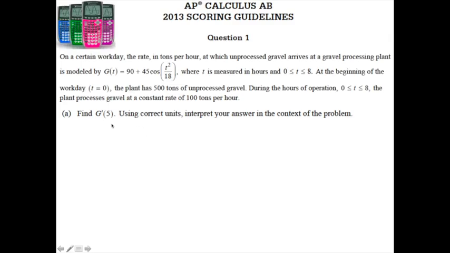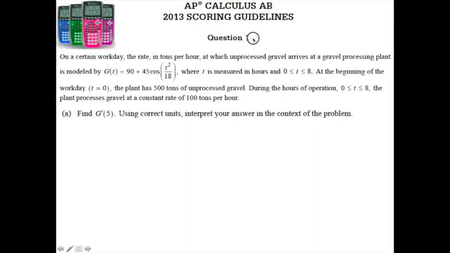So for part A, it says find the rate, so we need to find the derivative of this function. We want to figure out the rate of this at hour 5, so just after lunch, so to speak, using correct units to interpret your answer. So there's a lot of interpretation that goes along with these types of problems.